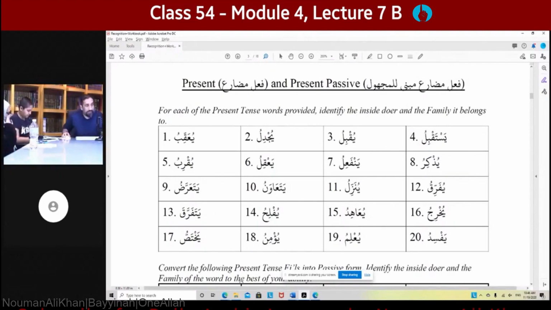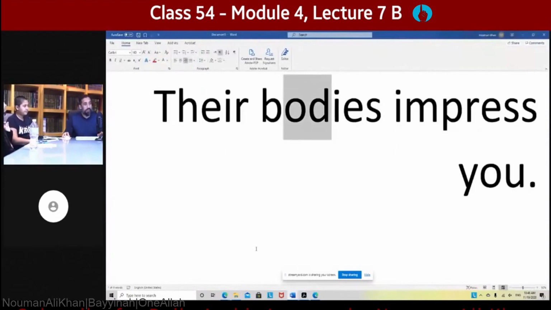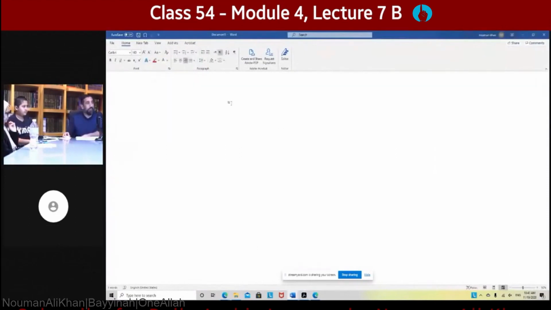Ayat 92, 93. Okay, so I'm going to show you another example of iltifat today.